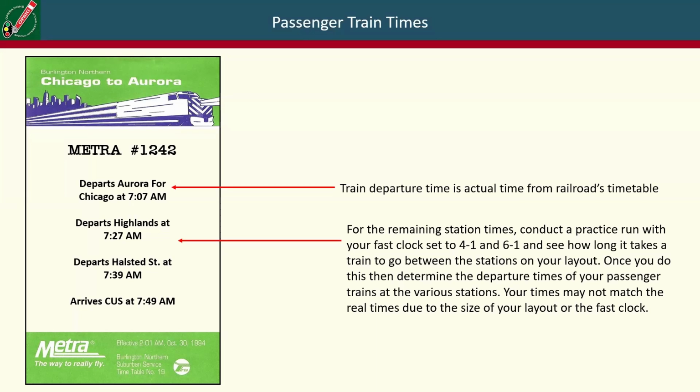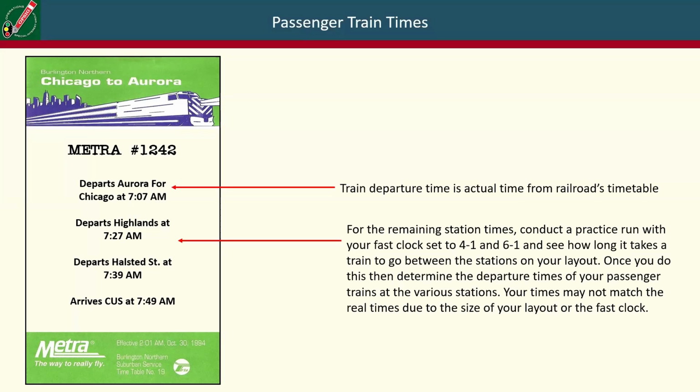So what I suggest is to take the train you want to run, run it on your layout, then take a stopwatch, your phone, and time how long it takes to go between those locations. And then you can do that for the fast clock that you use. So if you want to run 4 to 1 or 6 to 1, time how long it takes that train to go between the stations on your layout at 4 to 1 and 6 to 1. Then once you do that, you can make a more feasible schedule for the trains on your layout.